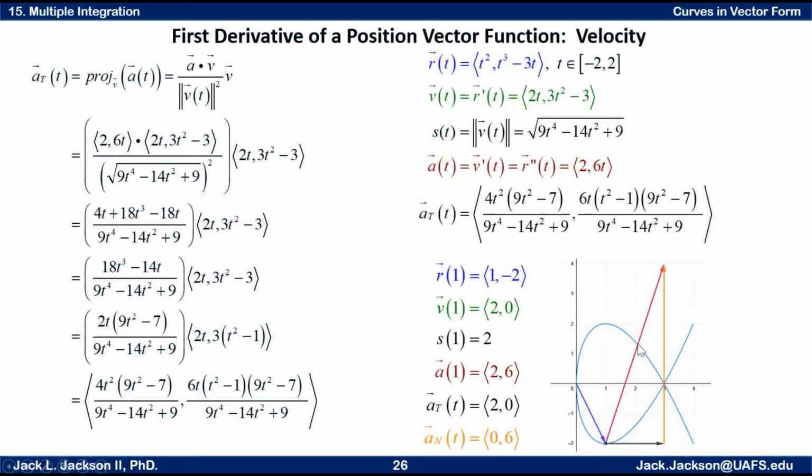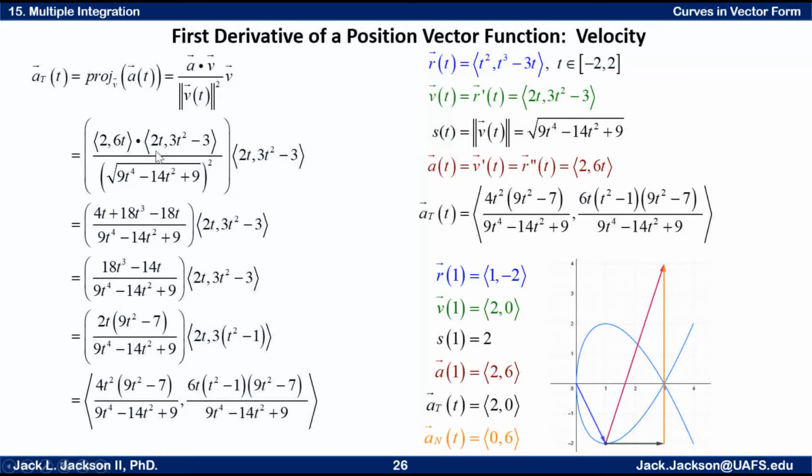It's the projection of the acceleration vector onto the velocity vector that will be this tangential component. So let's find the tangential component. It's the projection of A onto V. And if you remember from earlier work, we saw that that was A dot V divided by the norm of V squared, and then times the vector V. So A was 2 comma 6t as a function of t. V as a function of t is 2t comma 3t squared minus 3. We're going to dot product those two.